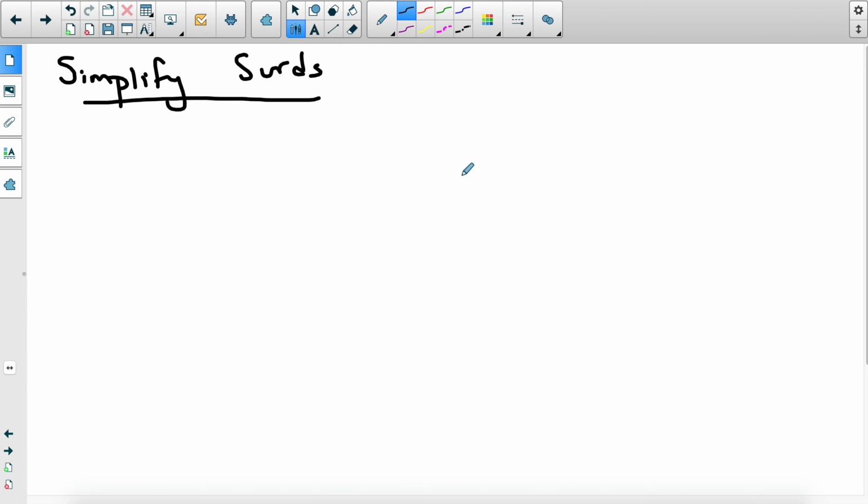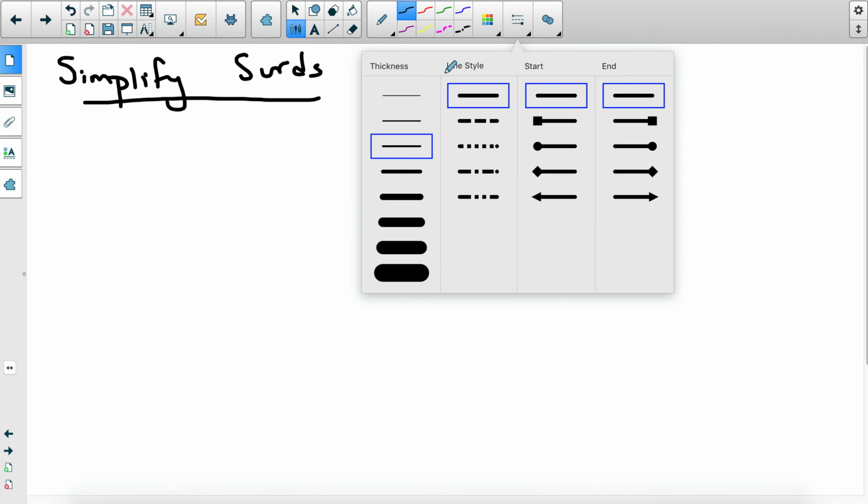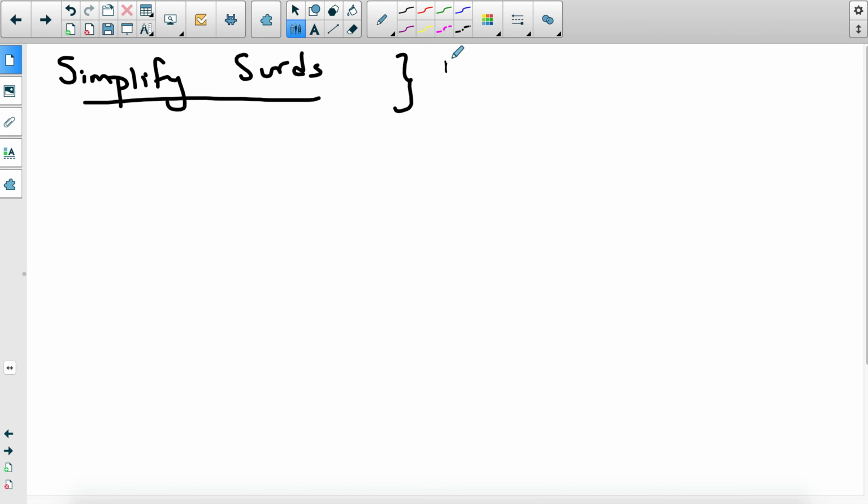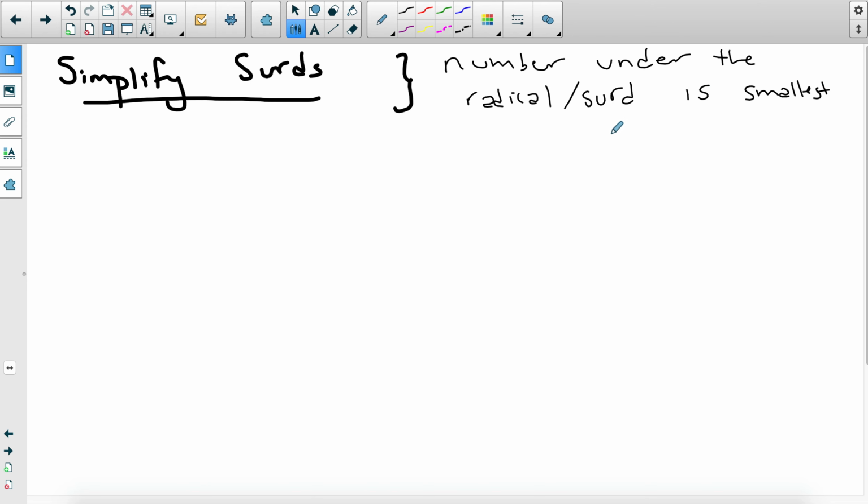So when you simplify surds, you are expected to make sure that the number under the radical or the surd is the smallest possible. So in this case, let's say if I have, for example, square root of 28.